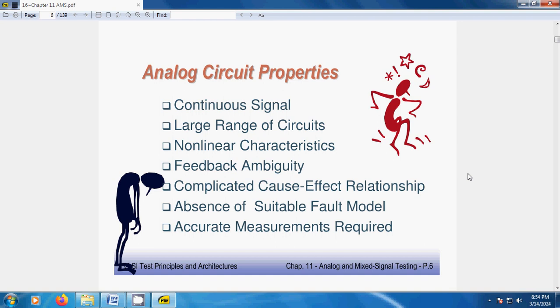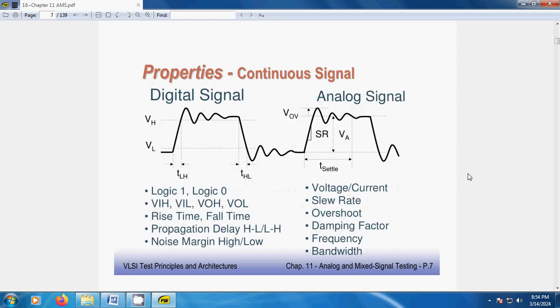Next, here I have shown the properties of continuous signal, that is, the difference between a digital signal and an analog signal. If you have a digital signal, naturally you have a rise time, fall time, and there is a latency between the rise time and fall time. So you have V in high, V in low, V output high, V output low. The latency between the rise time and fall time, we normally call it the propagation delay. And then the noise margin is high or low depending upon the application.